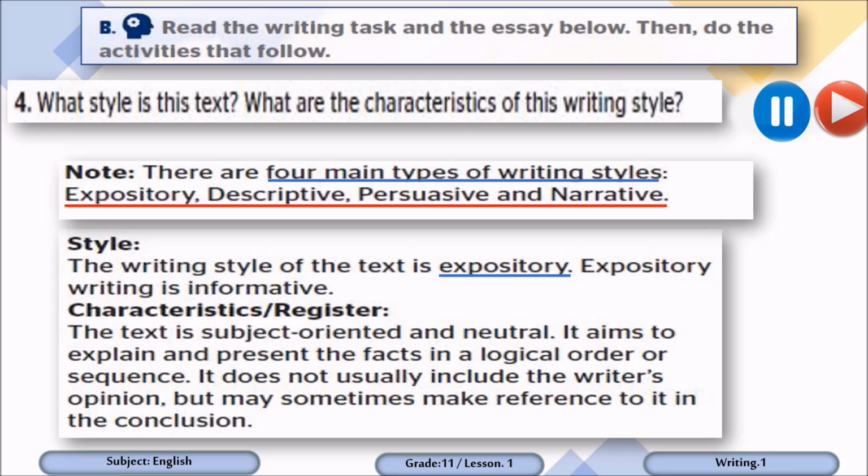And concerning the characteristics of this style, it is subject-oriented and neutral. It aims at explaining and presenting the facts in a logical order or in sequence. It doesn't usually include the writer's opinion, but the writer may mention some of his opinions in the conclusion.